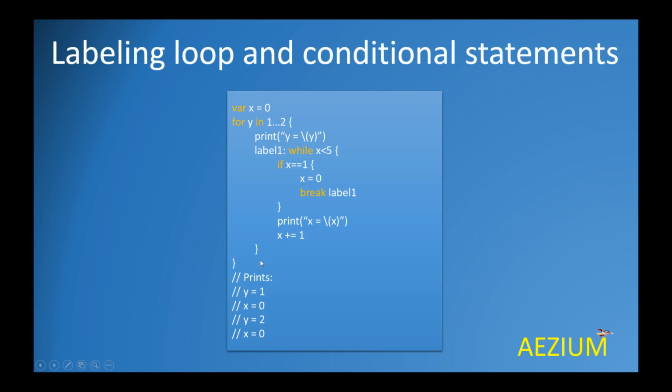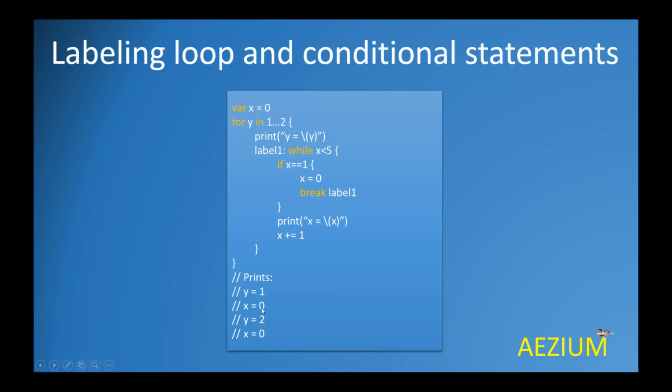So we get out of the while loop for the second time, and then the for-in loop is no longer needed because y has reached its maximum value, which is 2. Then we exit the loop. So these are the results. For the first case, y is first printed, which is equal to 1.